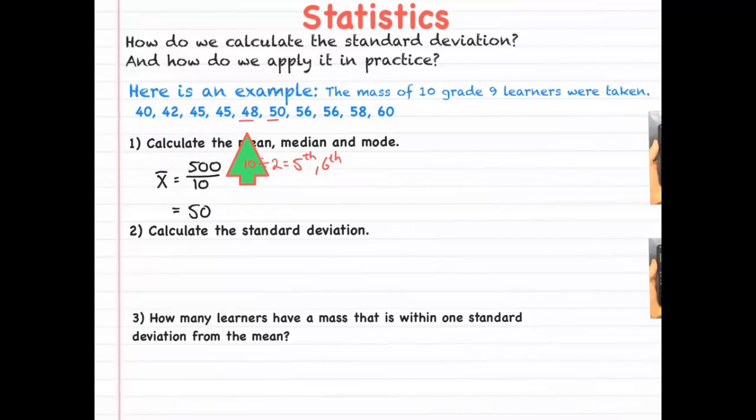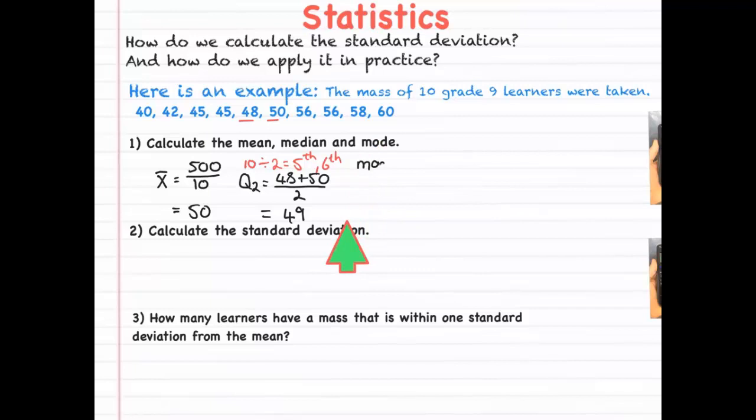And we look at the sixth one as well, which is 50. So to calculate Q2, which is our median, we're going to take the 48, add the 50, and then divide it by 2, which gives us an answer of 49. Okay, brilliant. Now to calculate the mode, that is also quite easy.